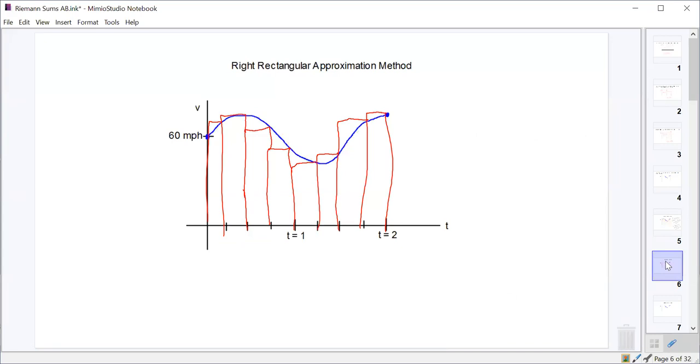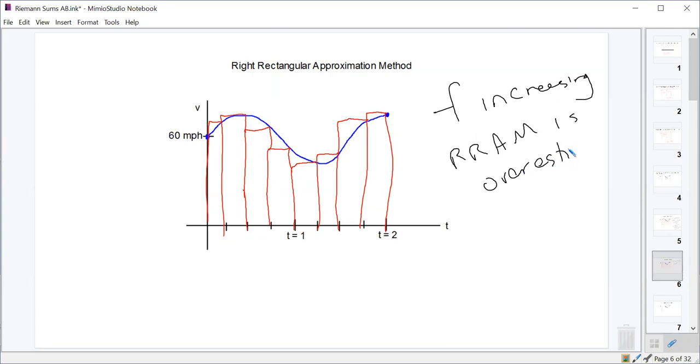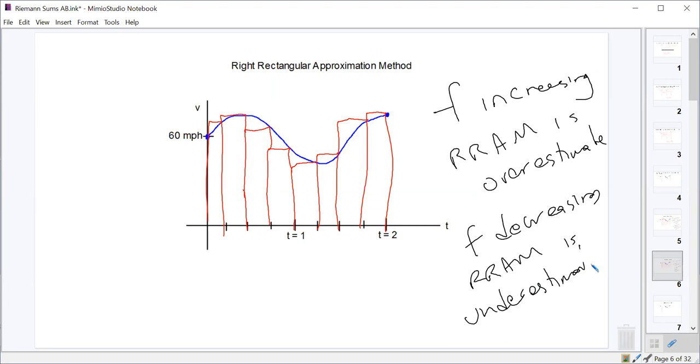And what about for the right rectangular approximation method? Anytime our function is increasing, then the right rectangular approximation is an overestimate. And anytime f is decreasing, our right rectangular approximation is an underestimate. Good or no?